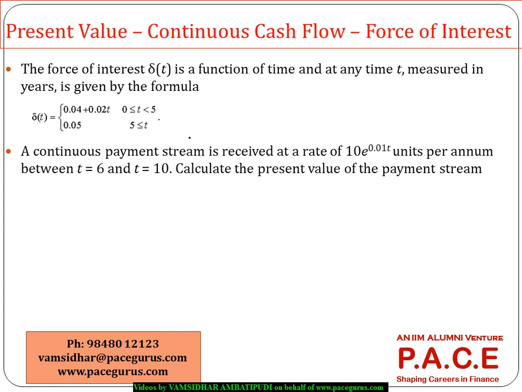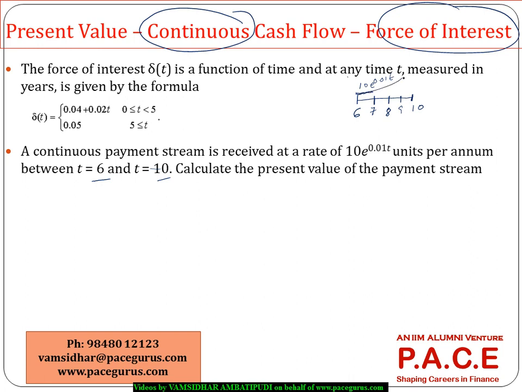Now let's look at not a discrete cash flow but a continuous stream of cash flows, given again a force of interest. During a particular period, I have a continuous stream of cash flows. It's not at the end of this year, between 6 to 10 years in this numerical. So it's not something at the end of the 7th year some cash flow, at the end of the 8th year some cash flow. During this entire period, at the rate of 10 into e power 0.01t, on a continuous basis.